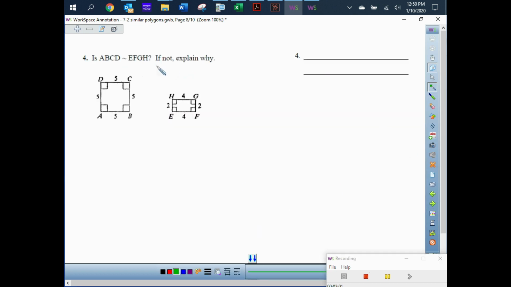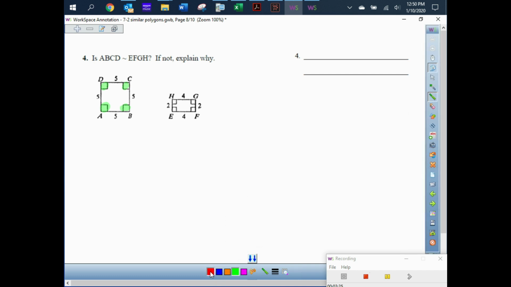Then they ask if ABCD is similar to EFGH. If not, explain why. Well, guys, there's only two rules to be similar. We totally wrote that on the front side of our paper. The two rules are if corresponding angles are congruent to each other. So you can see all the angles are 90 in this. So of course, corresponding angles are going to be congruent to each other. You don't even really need to worry about that.